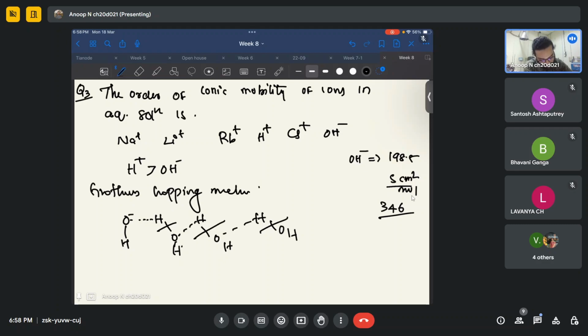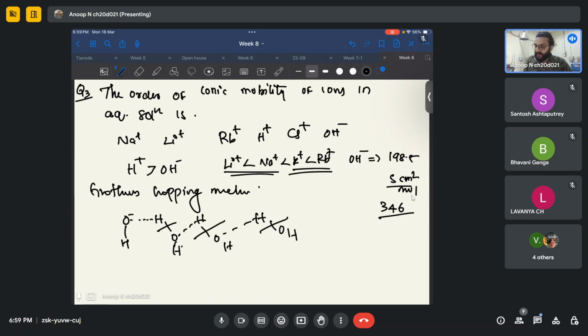So from there we know the order: Li plus less than Na plus less than K plus less than Rb plus. You already know this order because of the hydration sphere. Why did I take this question? I just wanted to show that OH minus, similar to H plus, can also hop and propagate easily from one end to another. It is something like a queue: when the first person goes out, a person standing outside can come in. Like that, they propagate.